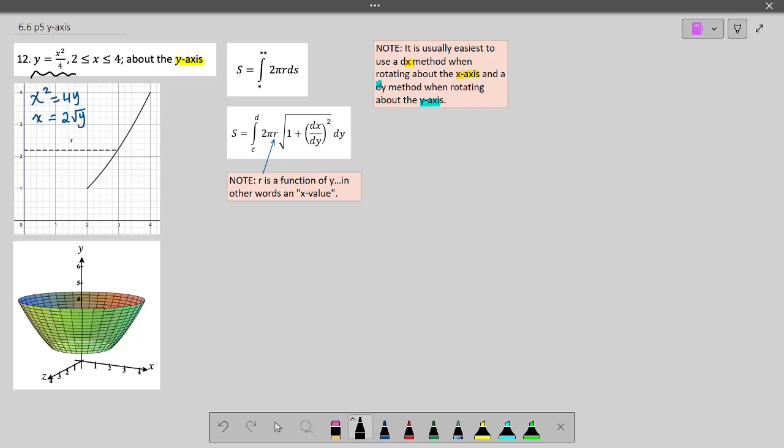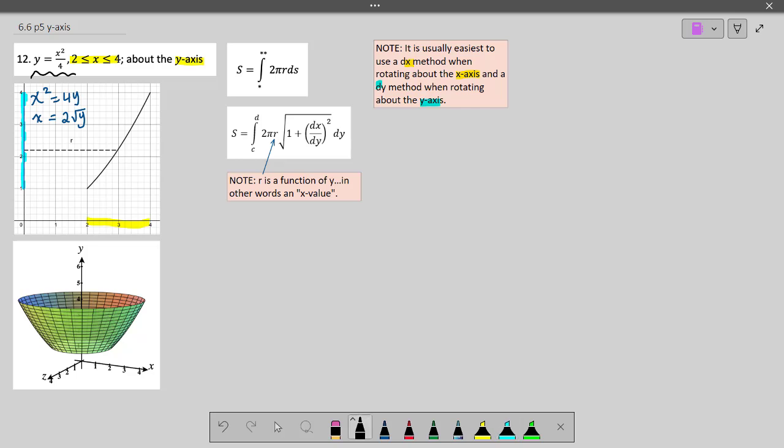The other thing we have to be aware of is that these are given to us as x limits. The x limits are down here, 2 to 4. We would have to convert those over to y limits if we were going to use a dy. If we're going to use a dy, we want to look over here for our limits. Those limits are going to go from 1 to 4 on the y-axis.